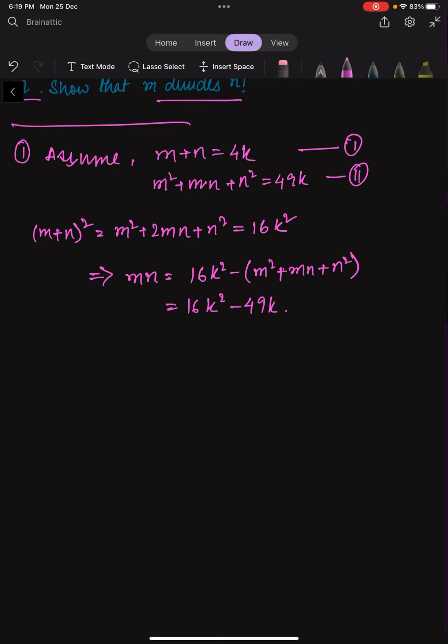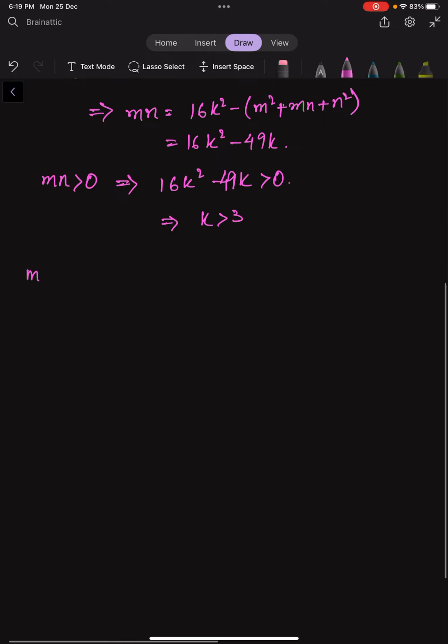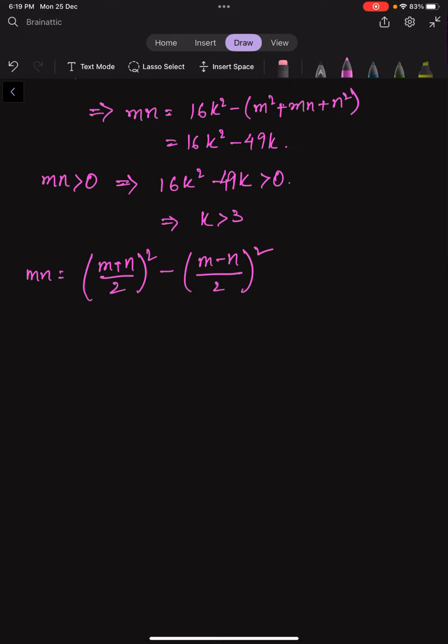Since m and n are positive integers, the product of the two has to be positive as well. Therefore, we get 16k square minus 49k is greater than 0. This implies that k is greater than 3. Now we have another identity for mn, which is nothing but ((m plus n) by 2) whole square minus ((m minus n) by 2) whole square.